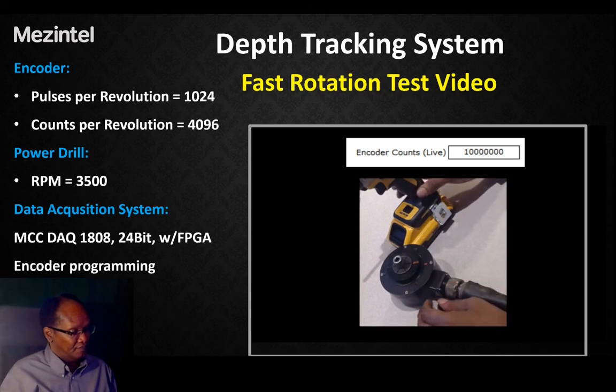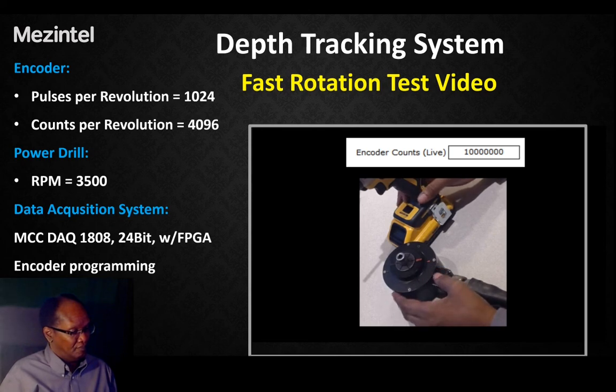And this concludes the rotation test for the encoder as done here at Mezintel to pass our depth tracking system for field use and shipping to our customers.